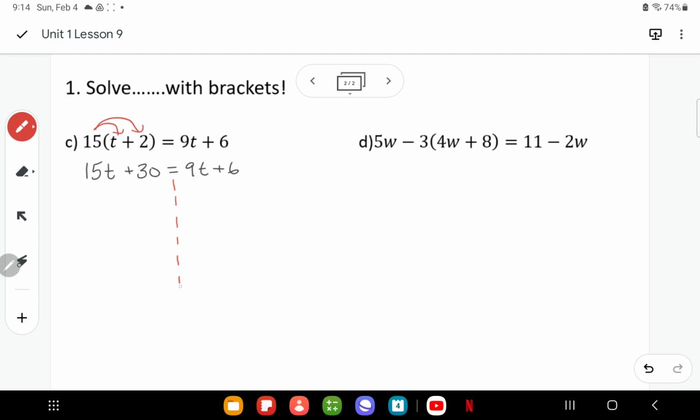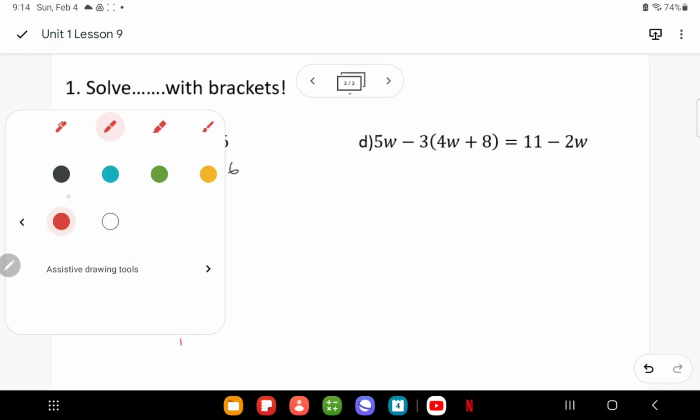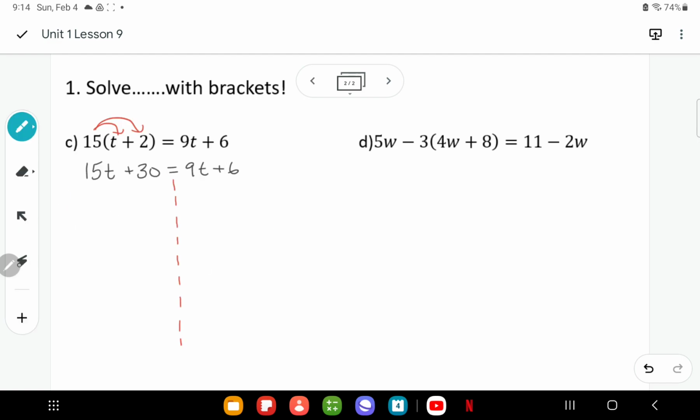Put your dotted line down from the equal sign. Look for any variable terms that need to come together. So this 9t, I want it on the left. So I'll get rid of it over here by subtracting. The opposite of positive 9t is minus 9t. And note that I've put that right under the 15t. I didn't put it over by the 30. I put it with its like terms to make it easier for me to spot.